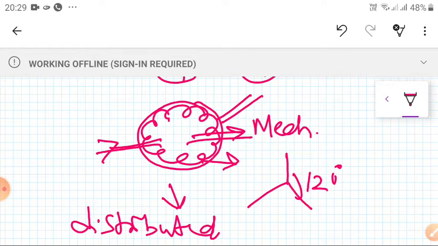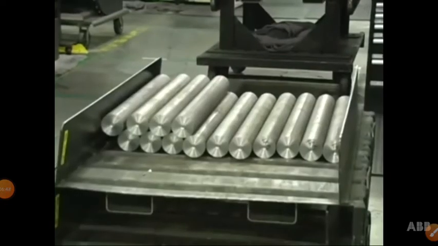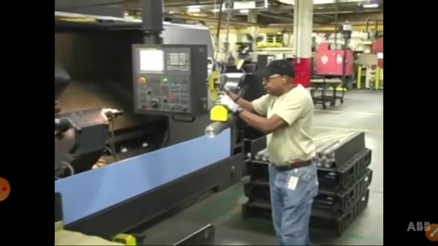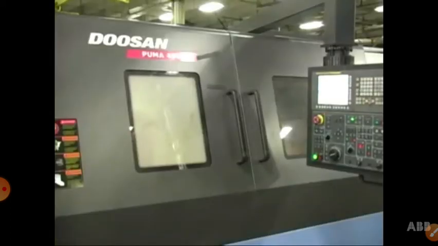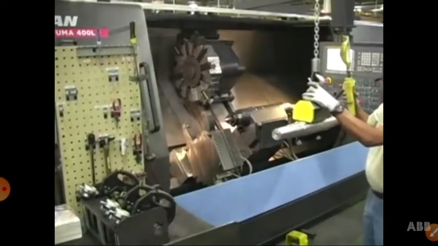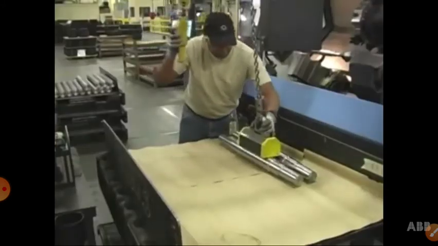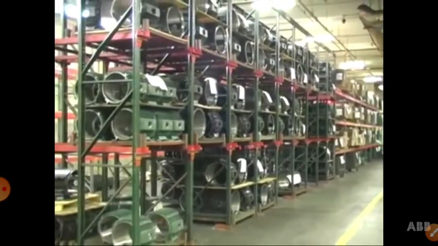Let us see these motors in big industries, how they work. You can see here. Motors in the industrial revolution, all machines nowadays are using small fractions of kilowatts to some hundreds of kilowatts machines. How they work and how they are used in industries.